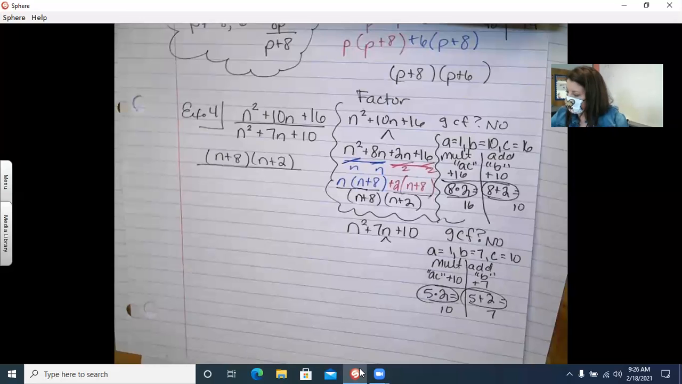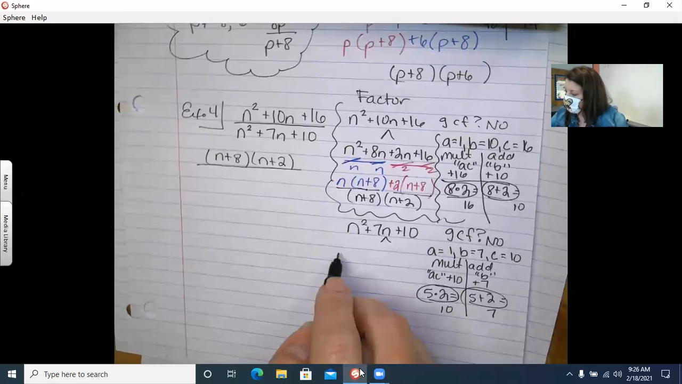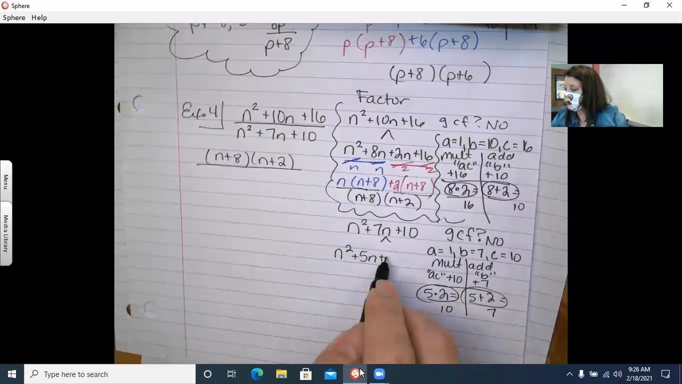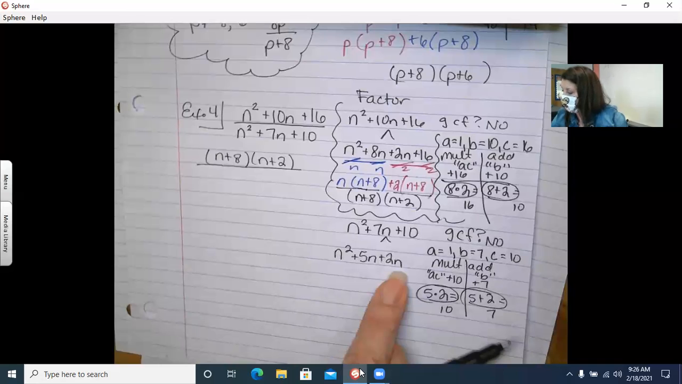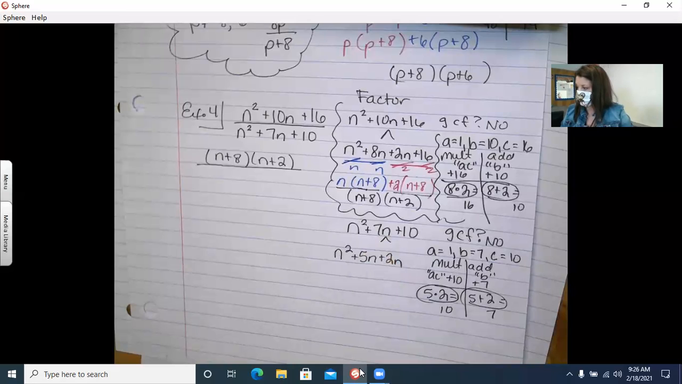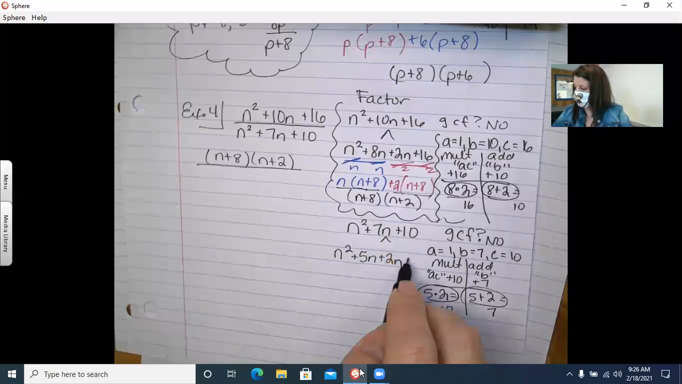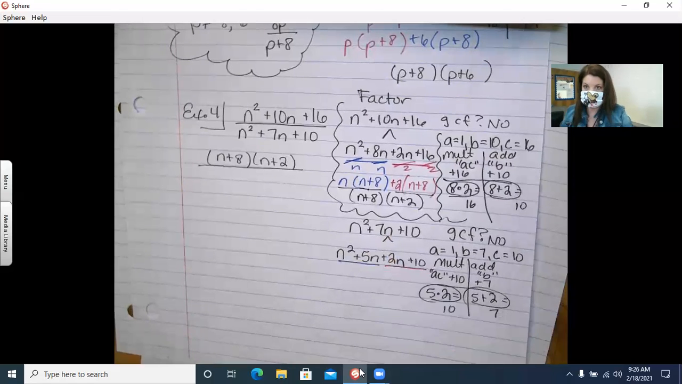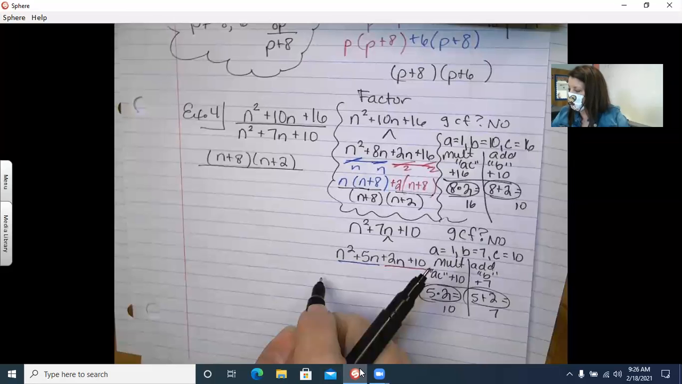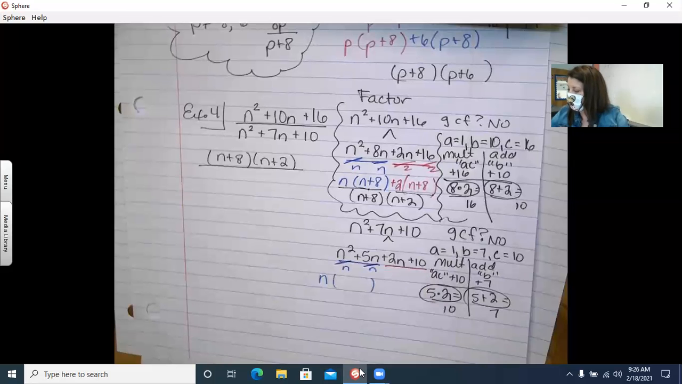So my first term you bring down, middle term, I'm going to use 5 and 2. Make sure you put it in with it. It's 5n plus 2n, not 7n. I put it in. And then the 10, bring it down. Group your first two terms together and your second two terms together. What is the GCF of the first group? N. What is left when you factor out an N? N plus 5.